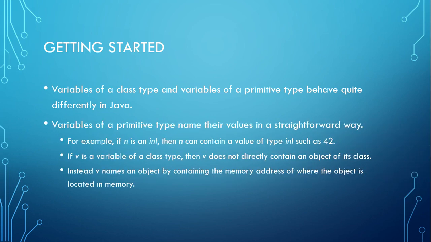Variables of primitive type name their values in a relatively straightforward way. For example, if n is an int, then n can contain a value of type int, such as 42. If v is a variable of a class type, then v does not directly contain an object of its class. Instead, v names an object by containing the memory address of where the object is located in memory.